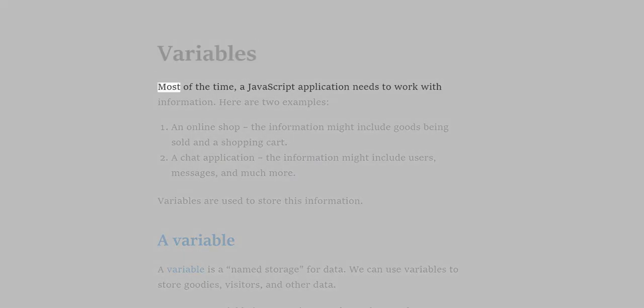Variables. Most of the time, a JavaScript application needs to work with information. Here are two examples. An online shop: the information might include goods being sold and a shopping cart. A chat application: the information might include users, messages, and much more. Variables are used to store this information.